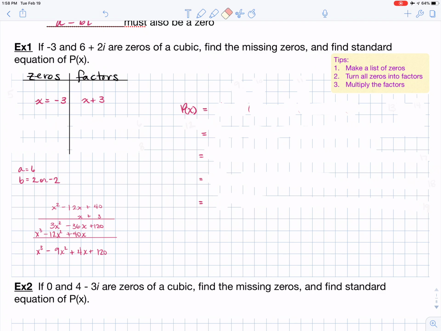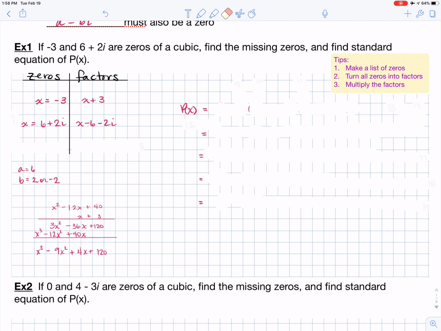In the directions it says 6 plus 2i is also a 0. So we know that x equals 6 plus 2i is a 0. If we turn that into a factor, take both pieces over to the left side to be with the x, so that you'll have x minus 6 minus 2i.